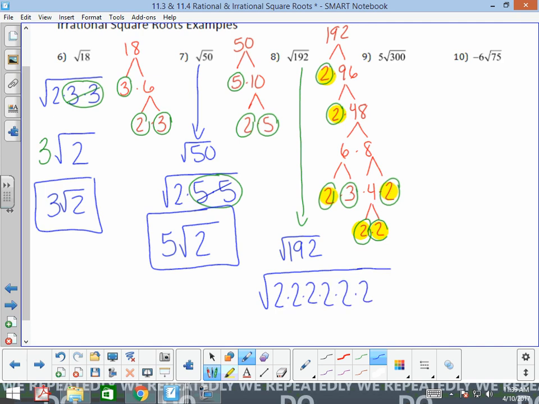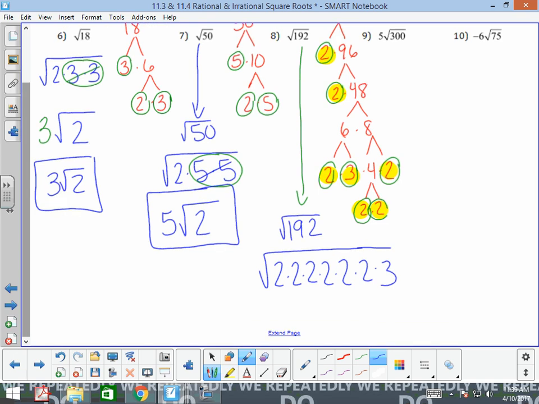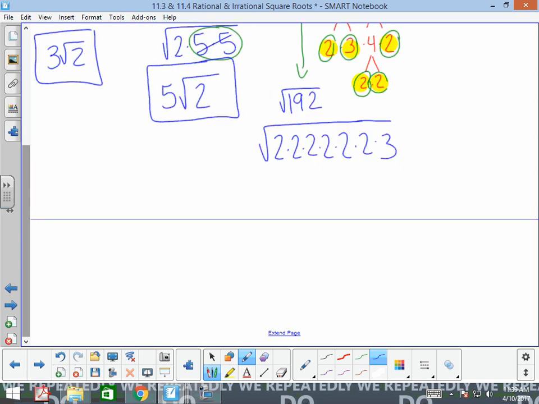And then what else do I have left? I have a 3. So I'll write down that 3. So I'm looking for lookalikes. Alright, I see that this 2 has a twin, this 2 has a twin, and this 2 has a twin.